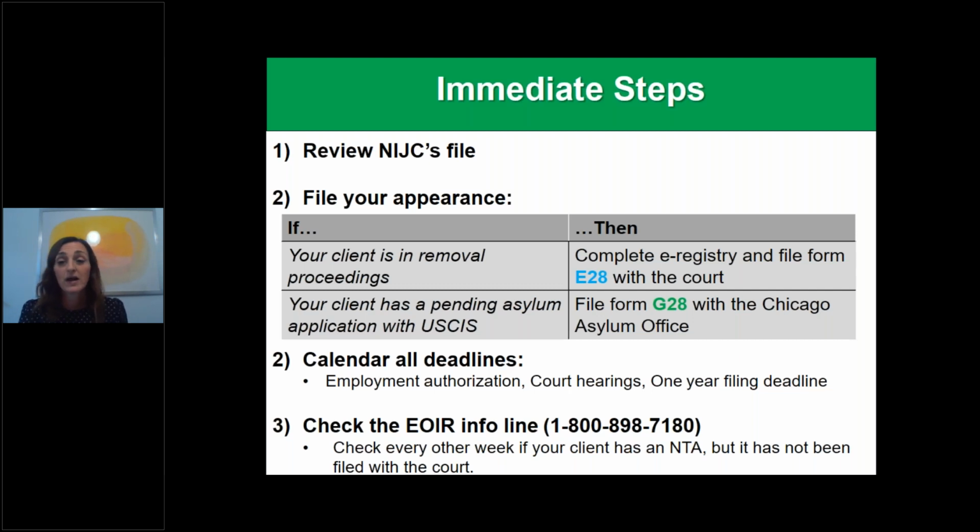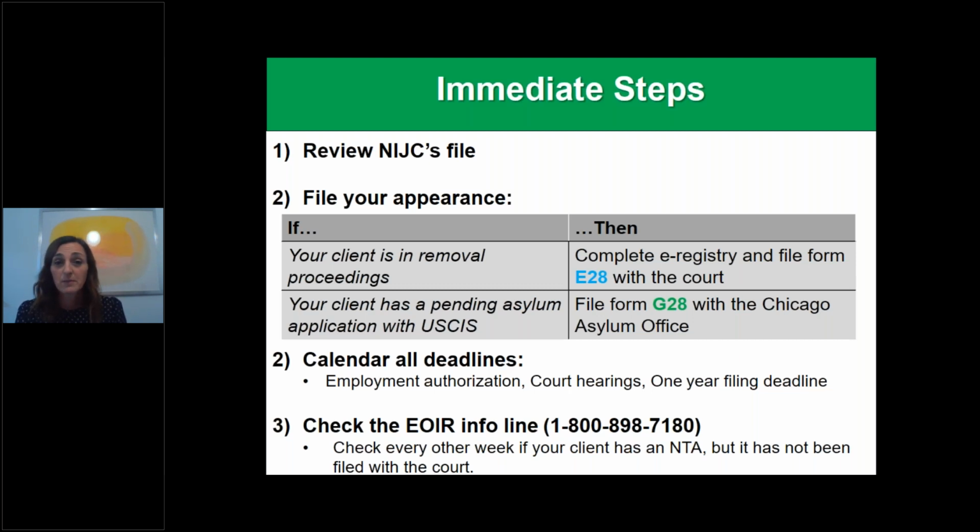A second thing that we recommend that you do right away is file your appearance with the immigration court or with USCIS. So filing that E-28 or filing that G-28. The reason we think that's so important is that once you have your E-28 on file or once you have your G-28 on file, then you will receive a courtesy copy of any correspondence that those entities have with your client. And it's just great to know if your client's court date changes, you will get a courtesy copy of that notice if your E-28 is on file. And you just want to know about those upcoming events and deadlines.